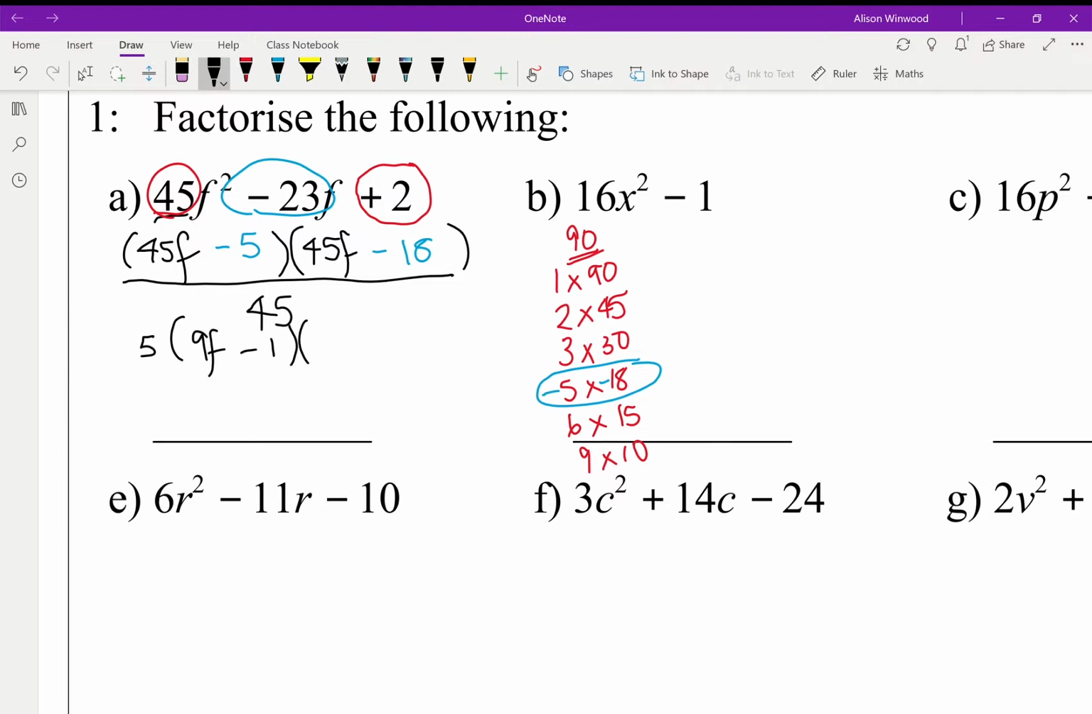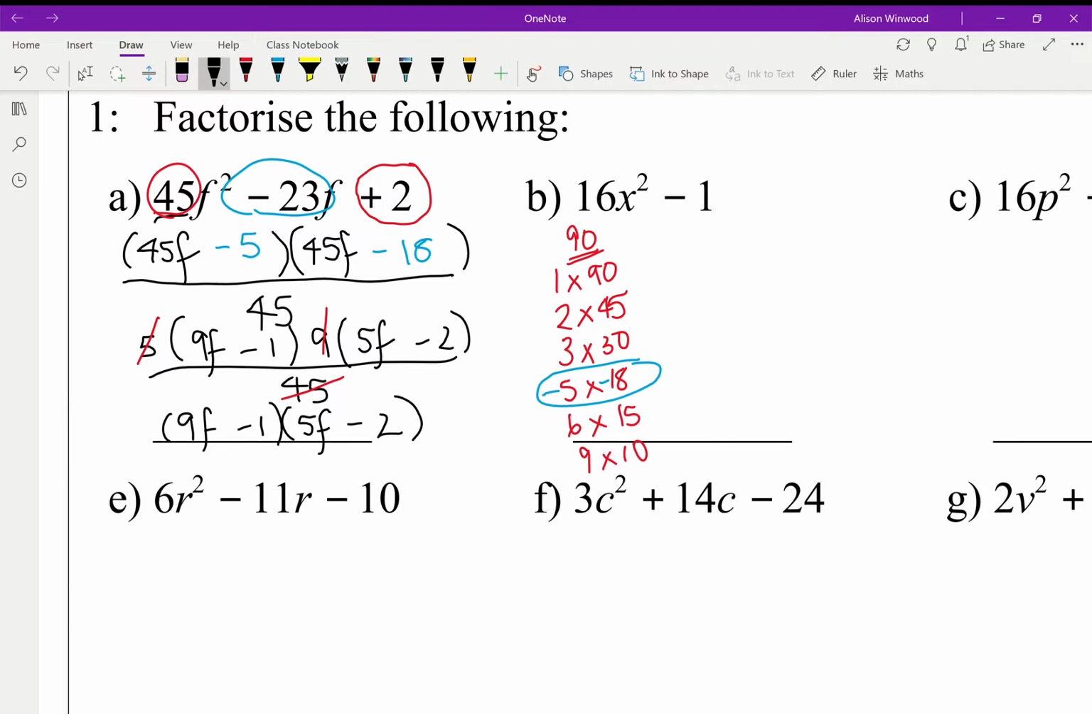In my second bracket, I've got a common factor of 9, which I can bring out. Now those two common factors multiply to make the 45 on the bottom. So I'm left with 9f subtract 1 and 5f subtract 2.